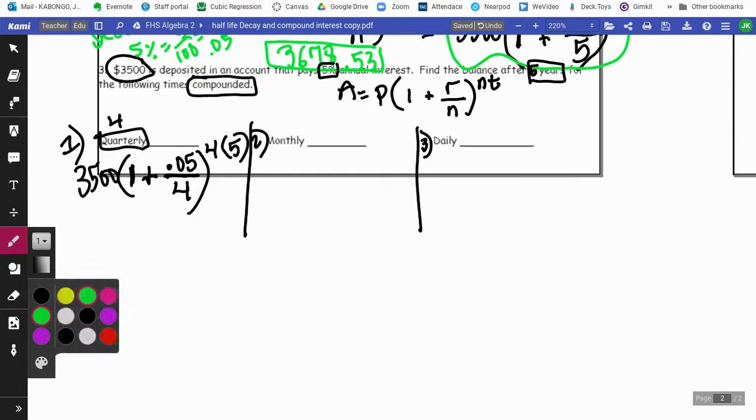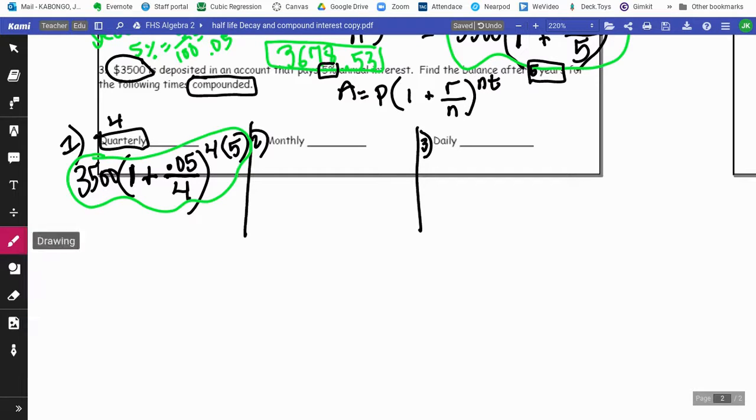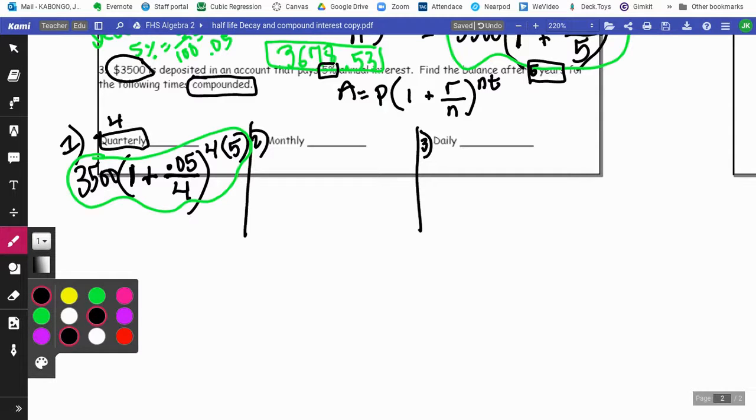So we are going to put this entire thing in decimals, but I'm going to do that in a second. Let's move on to monthly. So we're going to stick to this. We got this. Let's use a different color. So we started with 3,500 still. 1 plus, the rate has not changed, 5% is 0.05. Now monthly, in a year we have 12 months, so you put 12 here, but you also have to put the 12 right there with the year, which is 5. And put the whole thing in decimals.